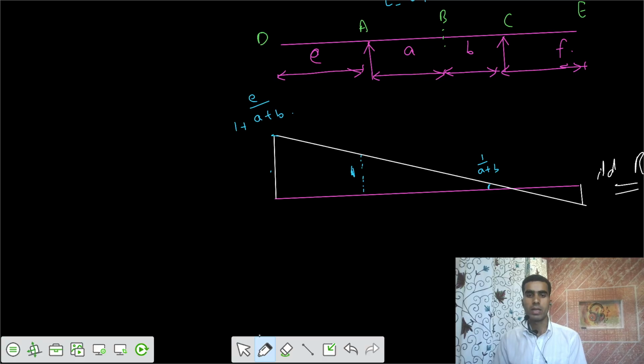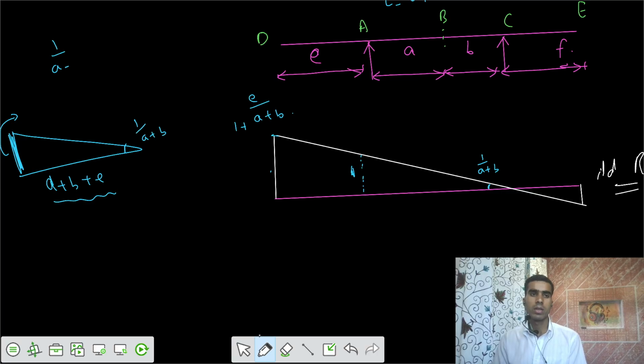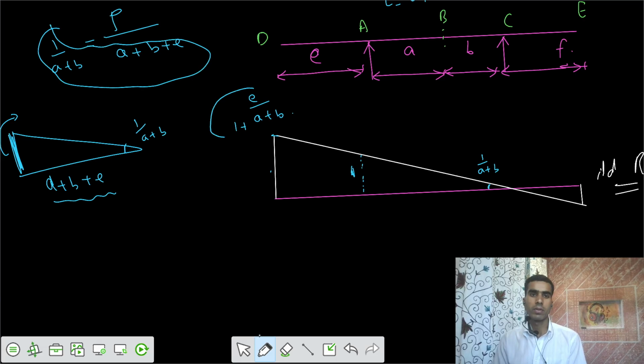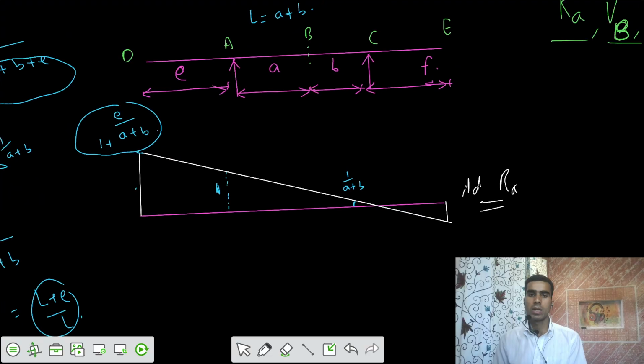I can show that. We have a bigger triangle, and we don't know this ordinate. We have this length of A plus B plus E, and theta we know. Theta is the same, 1 by A plus B. So theta equals some ordinate P divided by the length, perpendicular by base. Here we have 1 plus E by A plus B. So you can also write A plus B plus E by A plus B, that's L plus E by L. So you got this one, and this is a positive ordinate.